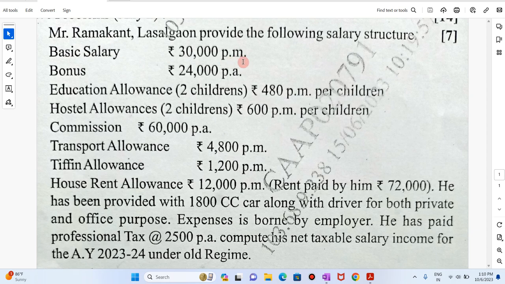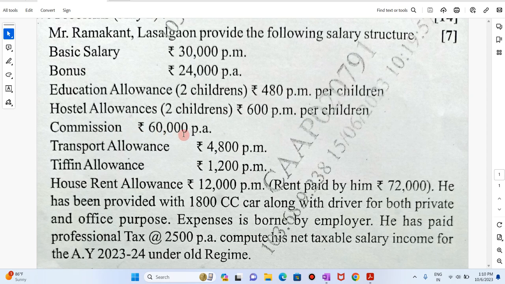PM stands for per month. So basic salary rupees 30,000 per month. Then bonus rupees 24,000 per annum. Next, education allowances, two children. So Mr. Ramakant is having two children, and for that education allowances is provided rupees 480 per month per child. Next, hostel allowances, two children, rupees 600 per month per child.